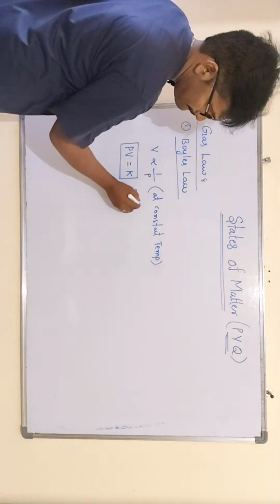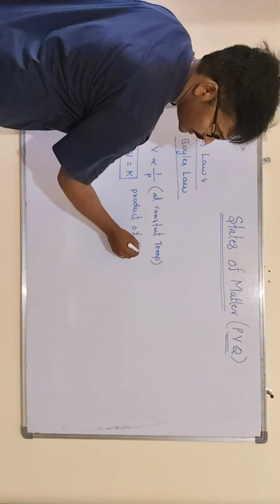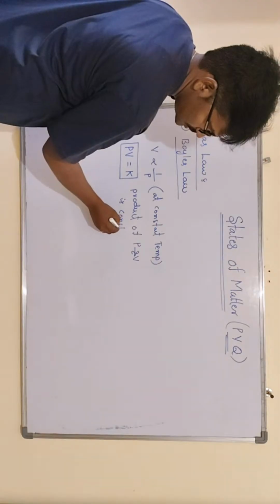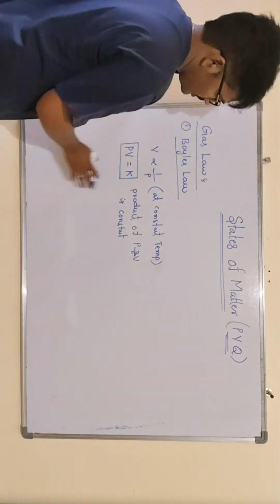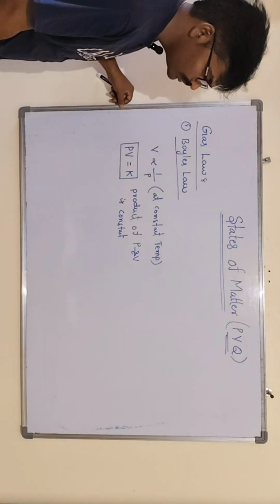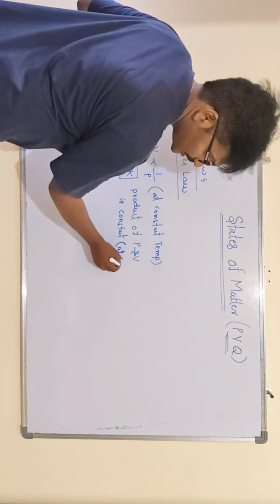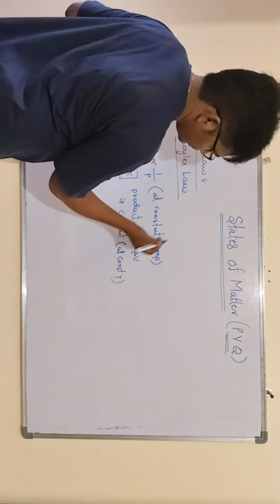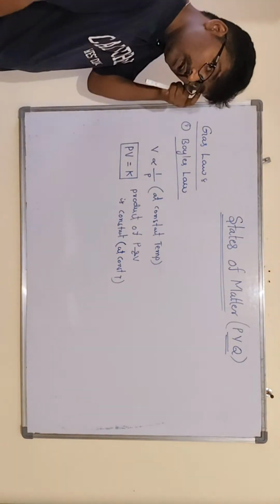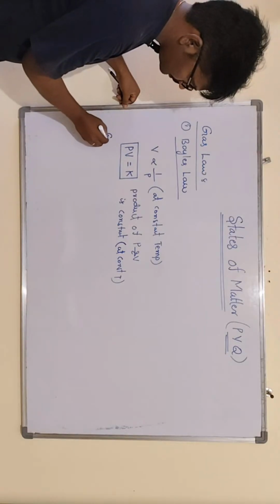The product of pressure and volume is constant. This is also Boyle's law only. So the product of pressure and volume is constant at constant temperature. Then one more, if you take the graph for Boyle's law, the graphical representation.